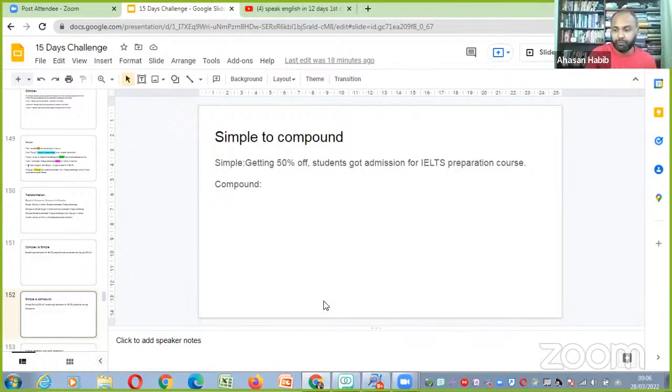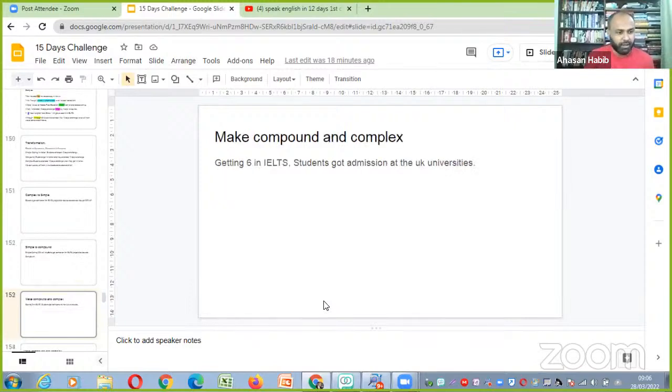Now we're going to move a bit forward. Okay, this is to make compound and complex sentences. Getting 6 on IELTS, students got admission at UK universities. Now I would like to see 2 more sentences from you. One is compound, the other one is complex. The simple sentence is: getting 6 in IELTS, students got admission at UK universities. So give me the compound one.